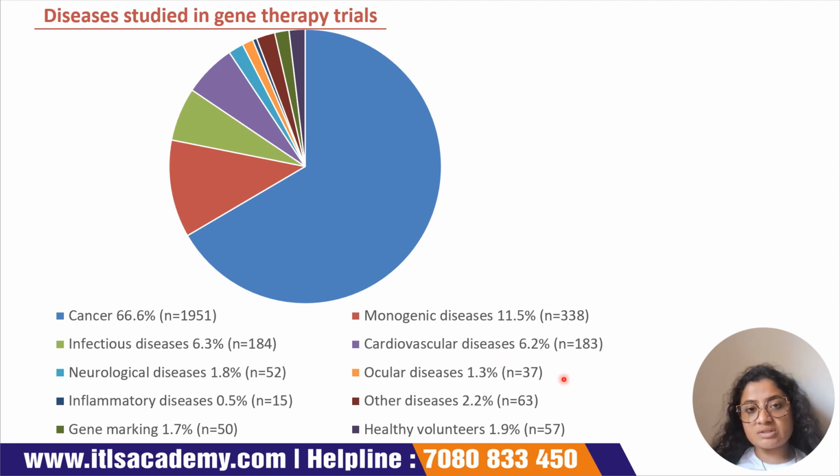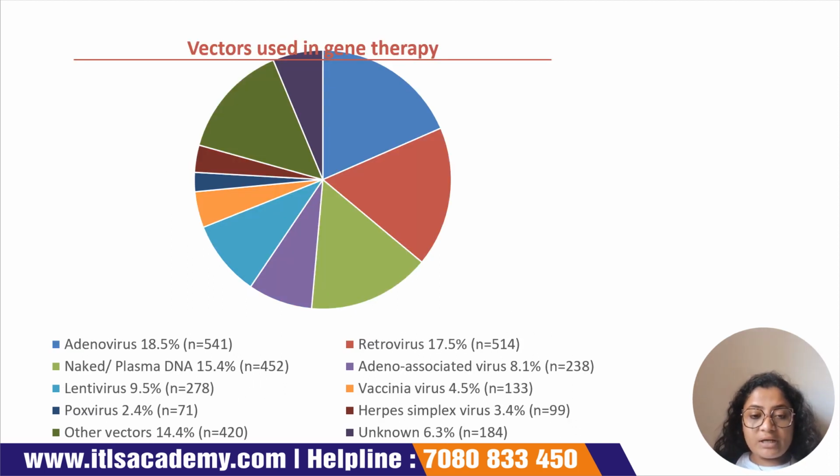Then we have the ocular disease. Ocular disease means eye related, any disease which is related with eye manifestation. That will be 1.3%, the orange one. Other diseases will be 2.2%, this maroon. And healthy volunteers we also have around 1.9%, this deep violet. They are the healthy volunteers, meaning those persons who are not terminally ill but still have volunteered for gene therapy trials.